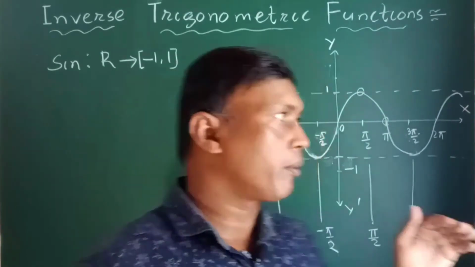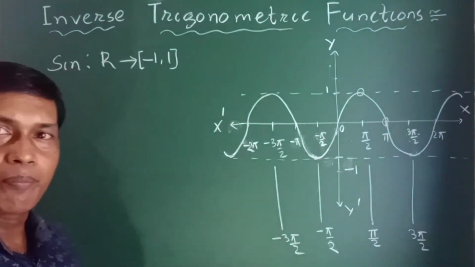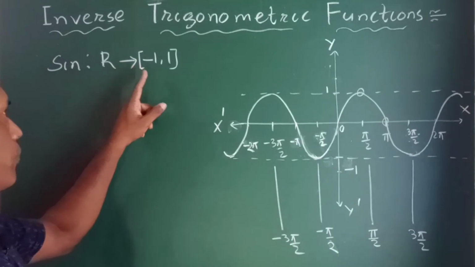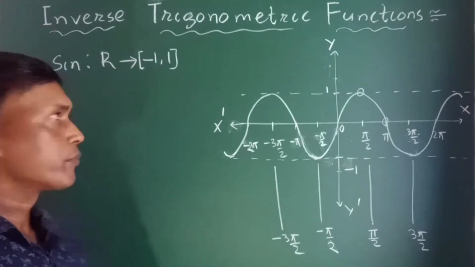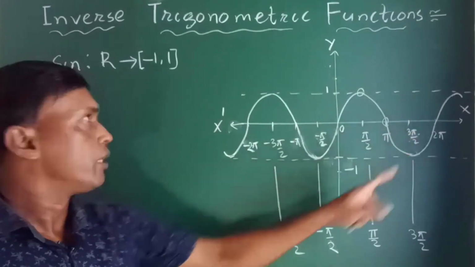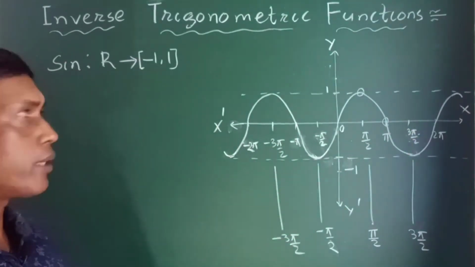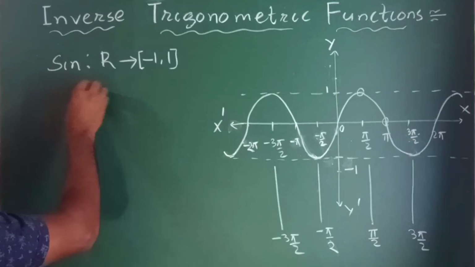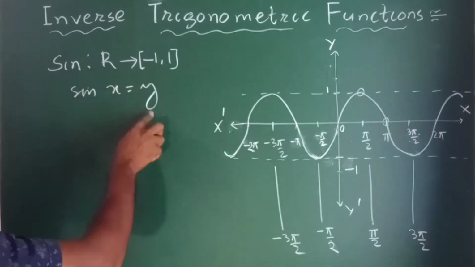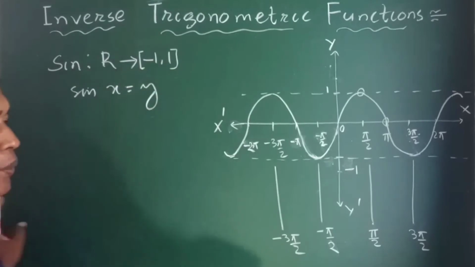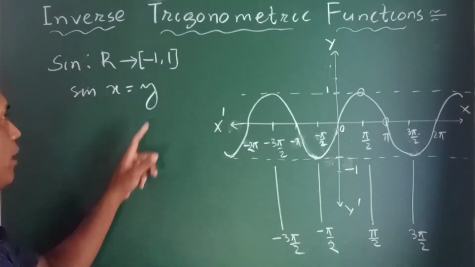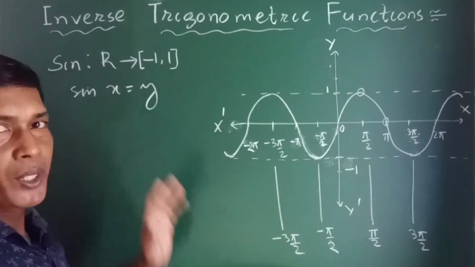Let us take the first case, the sine function. Sine is a function from R to the closed interval minus 1 to 1. The domain is R, the set of real numbers, and the range is minus 1 to 1. That means we can write sin x is equal to y. Here y belongs to the closed interval minus 1 to 1 and x belongs to R. x will be in the real number set and y will be in the closed interval minus 1 to 1.